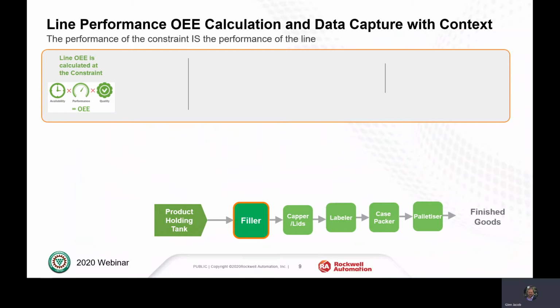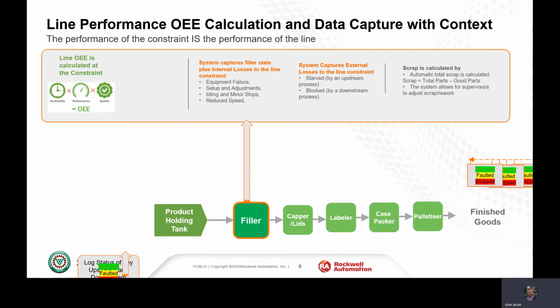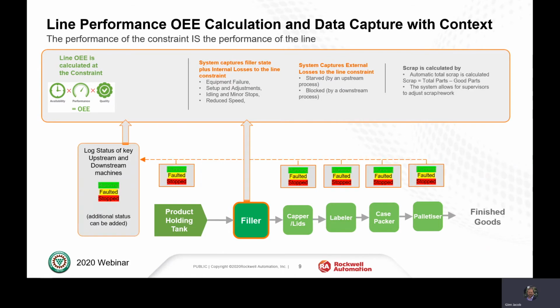So looking at the actual calculation itself, from the filler, the system will capture the internal faults and the external, like whether it's blocked or starved. Here's the next bit, where the key point of difference is and real insights come from. We do monitor downstream and upstream machines and log the status, etc. I'm just showing 3 here, running, faulted, stop, for example, but there can be more states than that.